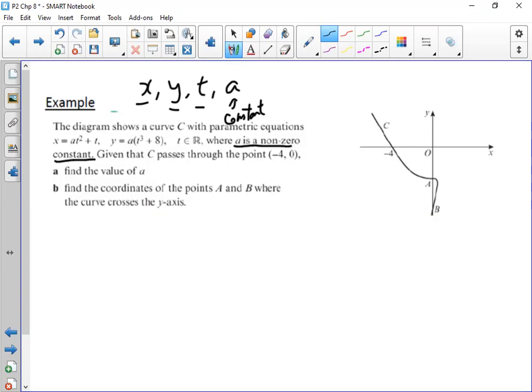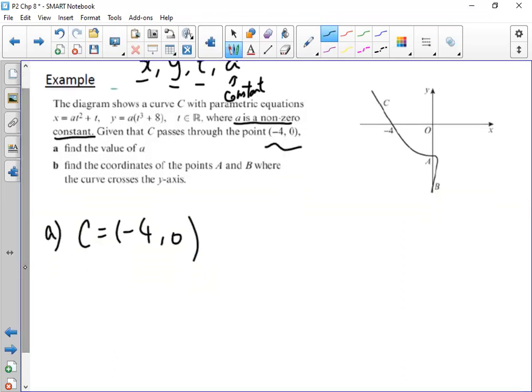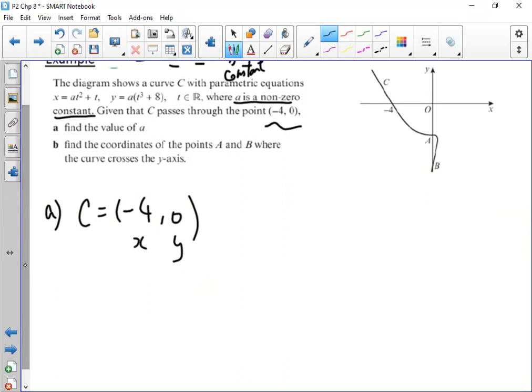So in here, find the value of a. Now we're given one piece of information only, which is the minus 4, 0. So we're going to use the minus 4, 0. So C equals minus 4, 0. We know the curve passes through that point. When a line or graph passes through a point, we can sub the point into the line. This is your x and that's your y. So, how can we relate x and y?